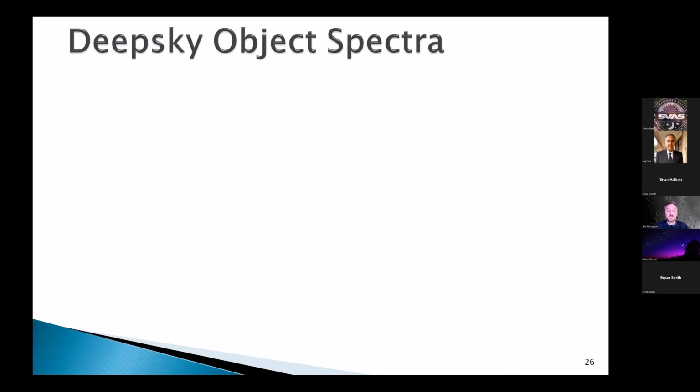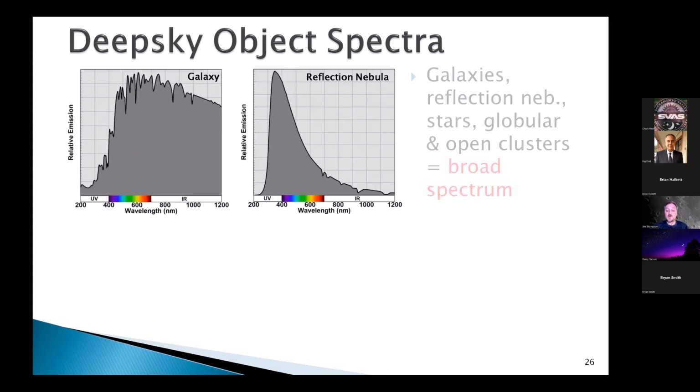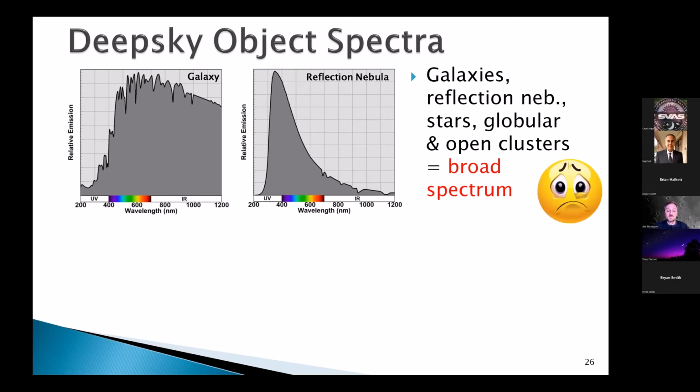Deep sky objects can be grouped into 2 categories based on the nature of the light they give off. The first category is broad spectrum objects. This includes galaxies, star clusters, and reflection nebulae. Basically, anything that we can see because of light emitted from stars. The fact that these objects have broad spectrums makes them very difficult to pick out from light pollution using a filter.